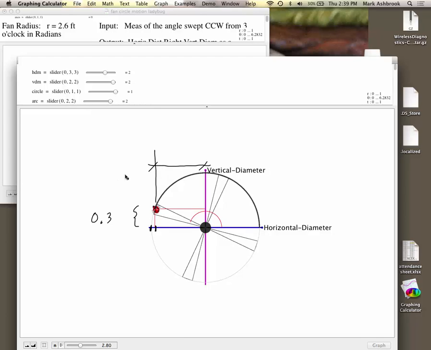What fraction of a radius are we to the right of the vertical diameter? Negative or positive? Negative. 0.9, or maybe even more than that, but we'll just go with 0.9 for an estimate. Okay? Maybe you could even say 0.95, negative 0.95.